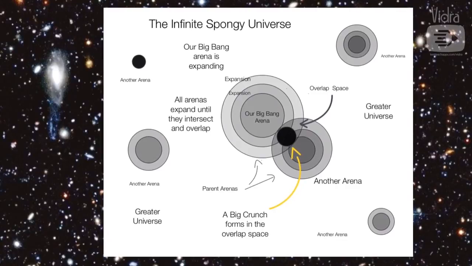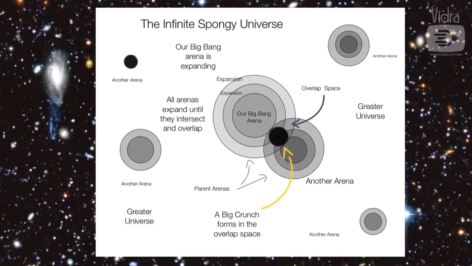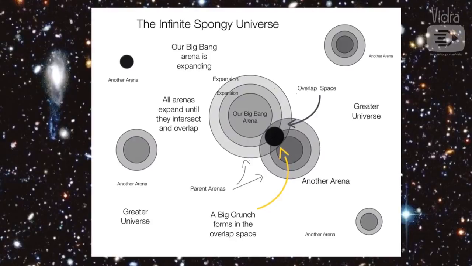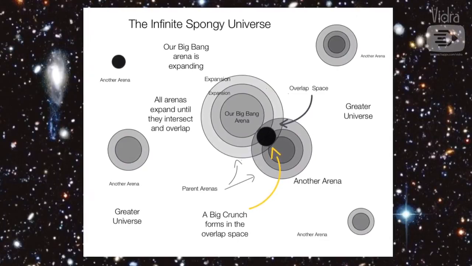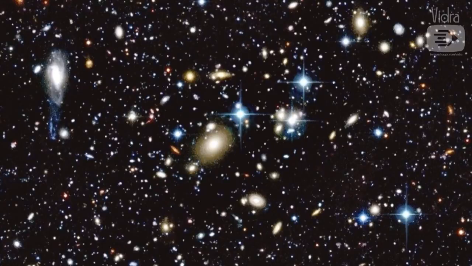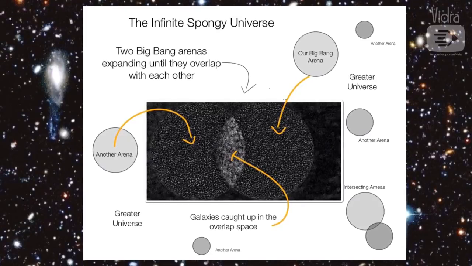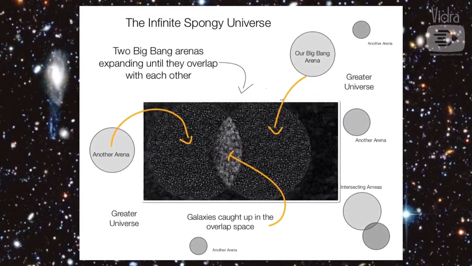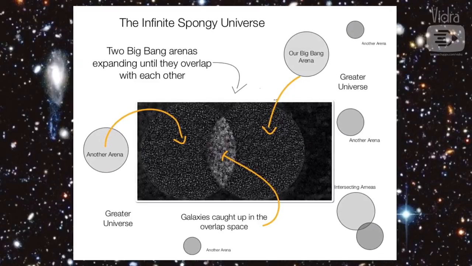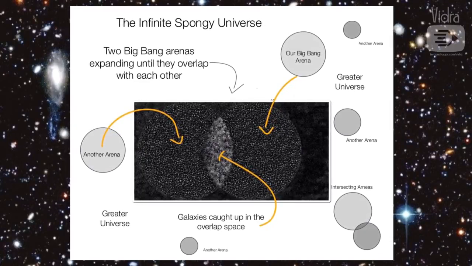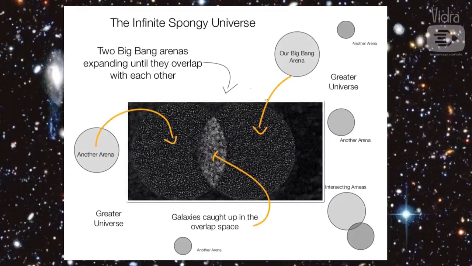The mechanics of the defeat of entropy are depicted in the following images, starting with ongoing expansion of two or more parent arenas and the depiction of a big crunch forming where they overlap. The premise is that where two mature, galaxy-filled Big Bang arenas that have been expanding towards each other over billions of years eventually intersect and overlap, they create a shared space where their respective galaxies converge under the increasing force of gravity as the distances between them decrease.